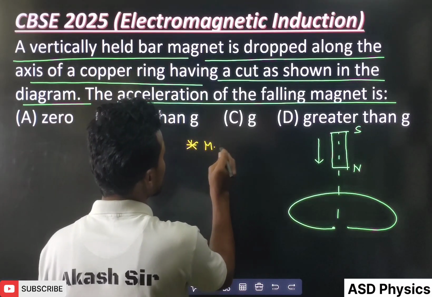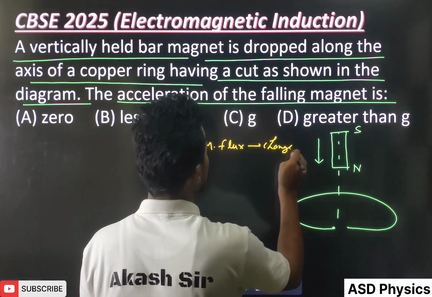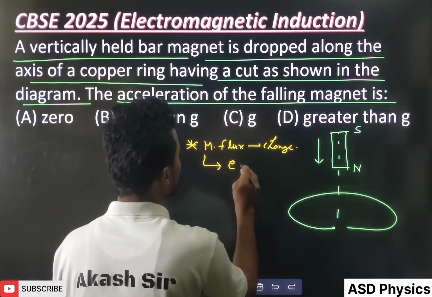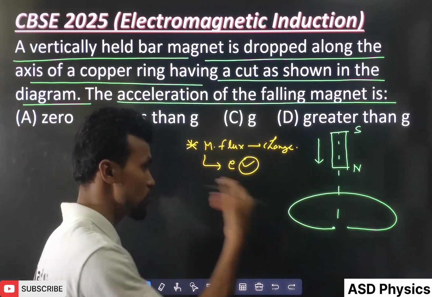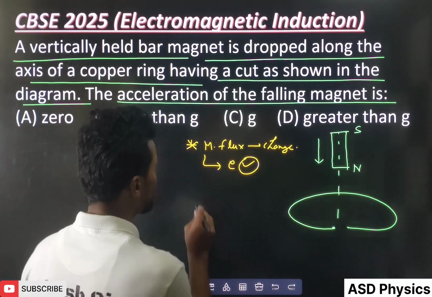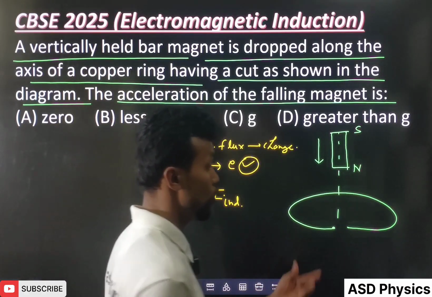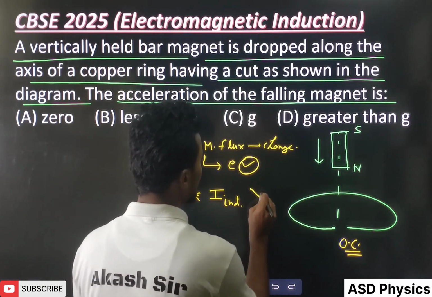So you know very well, students, when the bar magnet falls, during the falling the magnetic flux linking with the coil will change. Anyhow it will increase. So because of that, EMF will be induced in the circuit. EMF can be induced in an open circuit also, closed circuit also, no problem. But is there any induced current in this? No. Why? Because this is an open circuit.